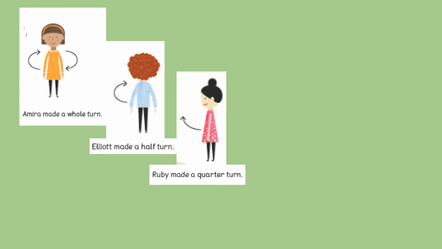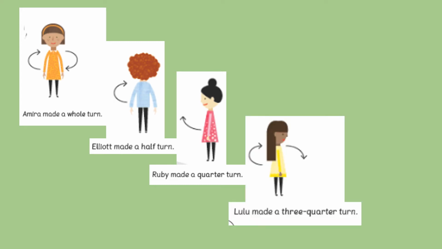And this is Ruby. Ruby started off like Elliot and Amira by facing us. But look at the arrow. She didn't even make a half turn. She only made a quarter turn. And this is Lulu. Lulu almost turned all the way round, but not quite. Lulu made a 3/4 turn.